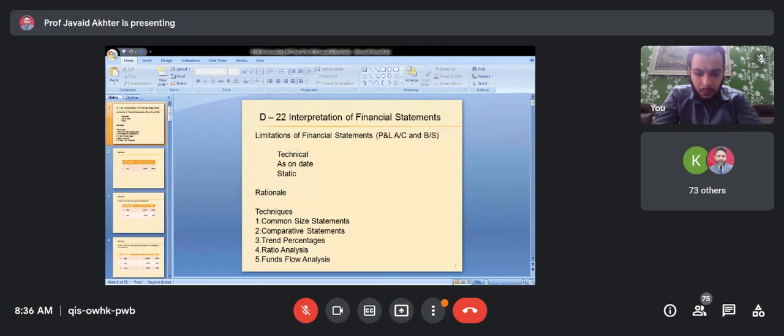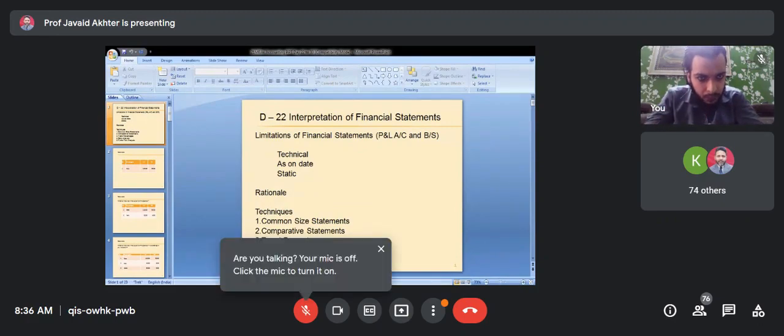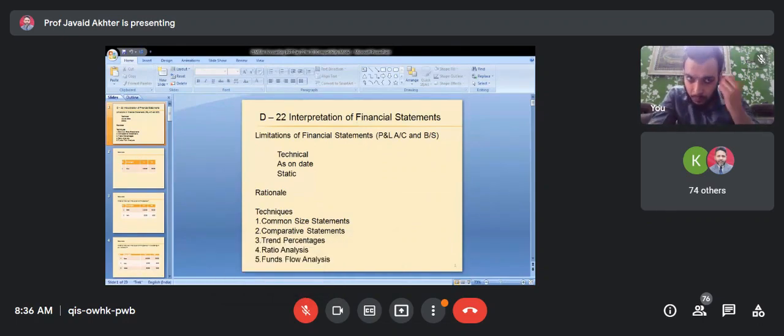So because of these limitations, we need to address them, and these limitations can be addressed by analyzing the financial statements using various techniques. The techniques we shall be using are given below. Before that, one more aspect we need to discuss is the rationale.